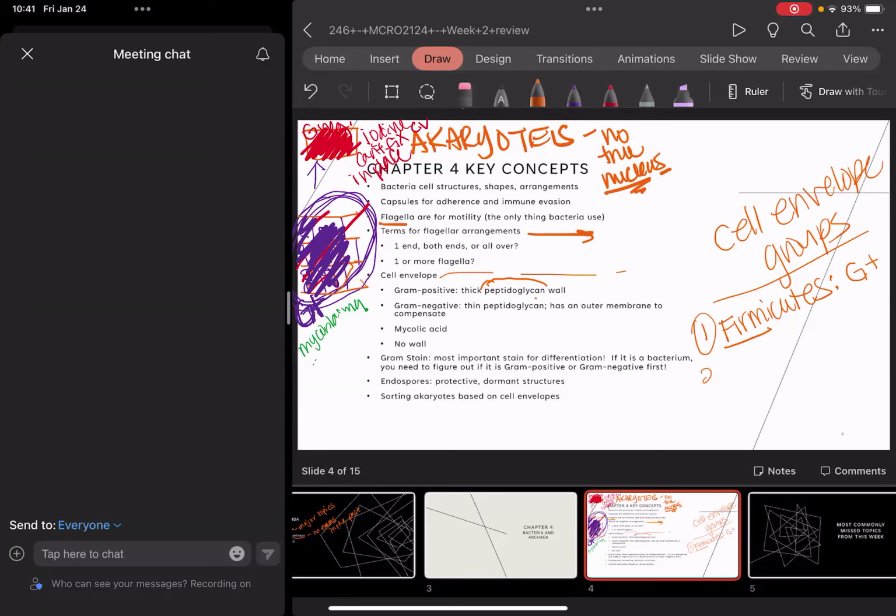The next ones I'm always thinking of, well, if that's our gram positives, where do our traditional gram negatives fall? And that would be the next word that has gra in it, the gracillicutes.